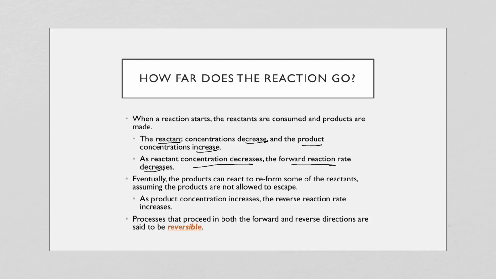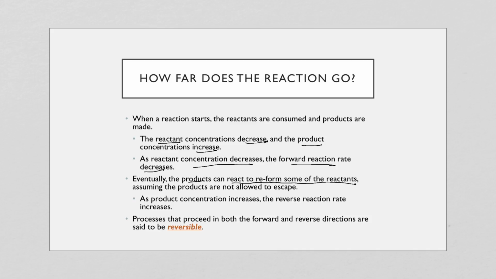Now, eventually, we'll build up enough products where the products can react to go backwards, to reform some of the reactants. And so we get what we call the reverse reaction happening. Of course, some of the assumptions that we're making here are that we're not allowing products to escape, say if they're gaseous products. We either don't have gaseous products or we're not allowing those products to escape.